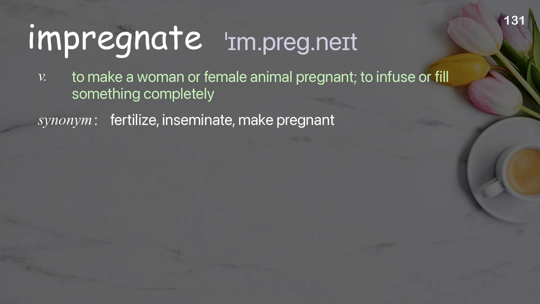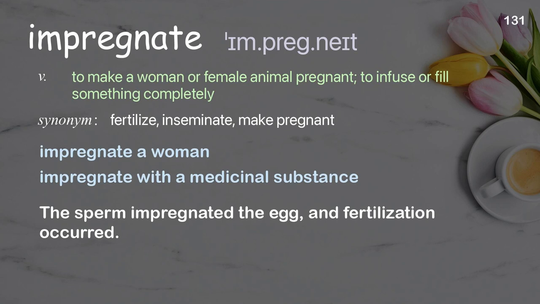Impregnate: to make a woman or female animal pregnant, to infuse or fill something completely. Examples: impregnate a woman, impregnate with a medicinal substance. The sperm impregnated the egg, and fertilization occurred.